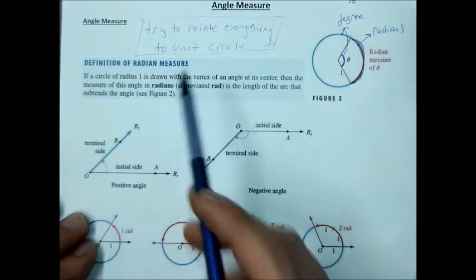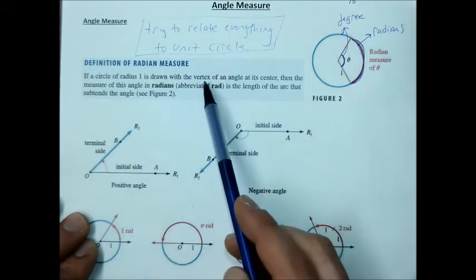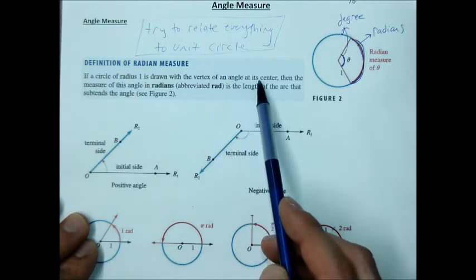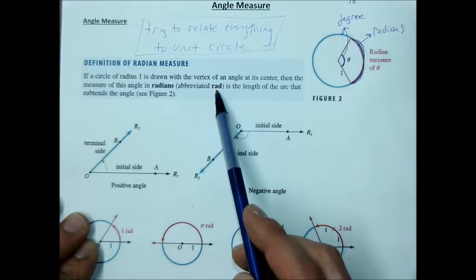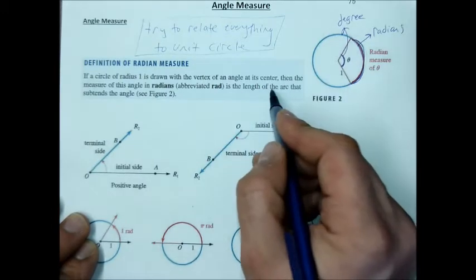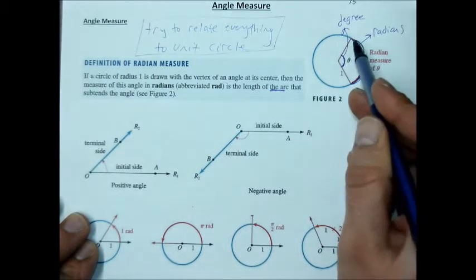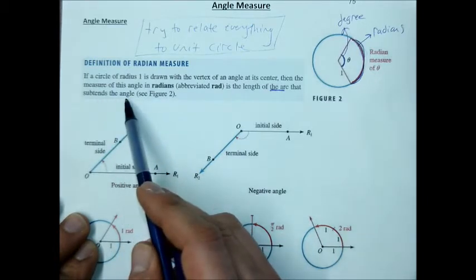Let's read this definition here. If a circle of radius 1 is drawn with the vertex of an angle at its center, then the measurement of its angle in radians, which we abbreviate rad, is the length of the arc, like we just said, right, the outside of the circle, that subtends the angle.